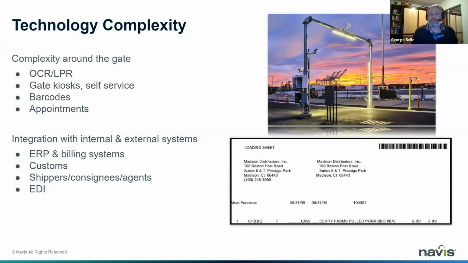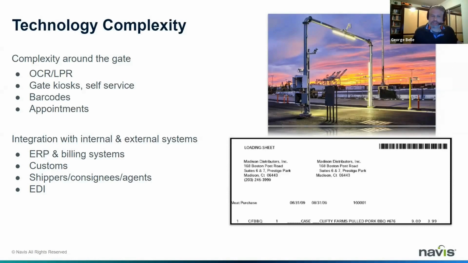Using barcodes and RFID and other ways to help identify their transactions and their missions, and appointments, external appointment rules to help truckers get through and help the terminal level load the workload that they're expecting over the course of the day.